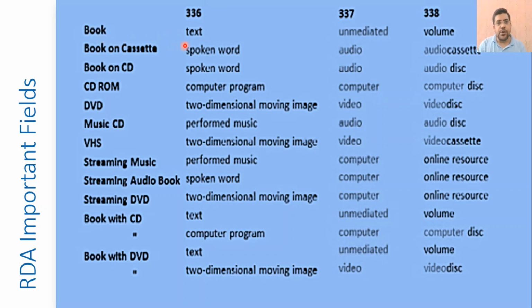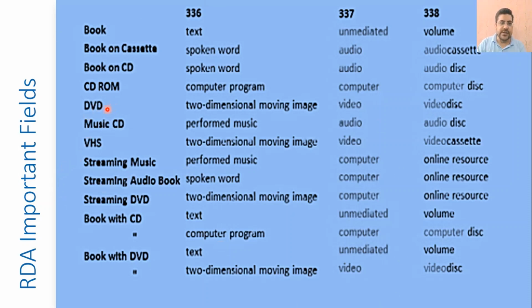If there's a book, in 336 we will write text, in 337 we will write unmediated, and in 338 we will write volume. If there's a book on cassette, we will write spoken word, then audio, and then audio cassette. If there's a book on CD, we will write spoken word, audio as a media, and then audio disc as a carrier. Similar for all these.